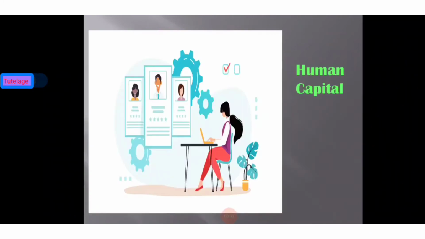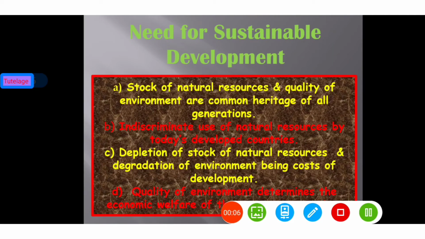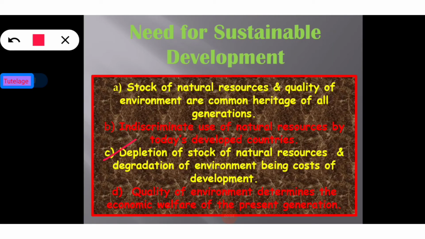Now going to the third point, the depletion of the stock of natural resources and the degradation of the environment being a cost of development. It is widely believed now that the depletion of the stock of natural resources and the degradation of the environment should be treated as a cost of development, and this cost must be deducted from the national income to know the growth rate in more realistic terms. In the past these costs have not been taken into account, and it is because of this reason that the benefits of past development have been exaggerated.